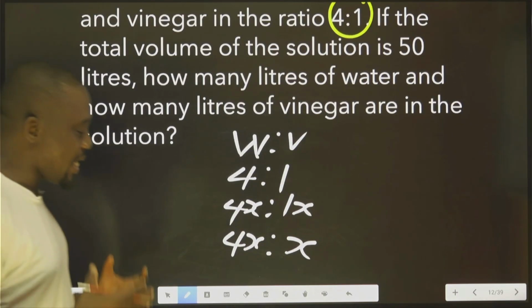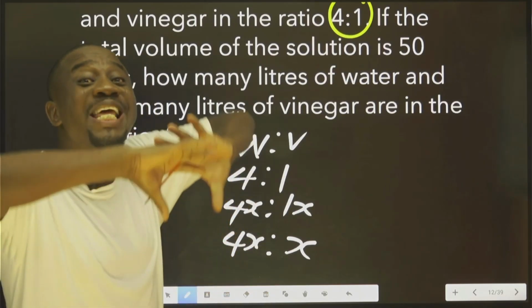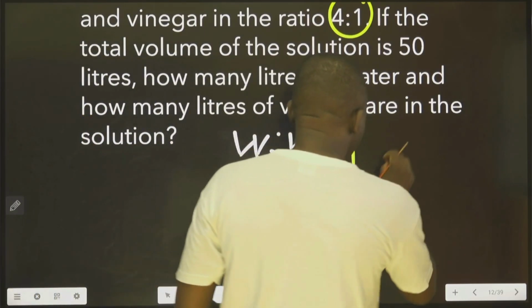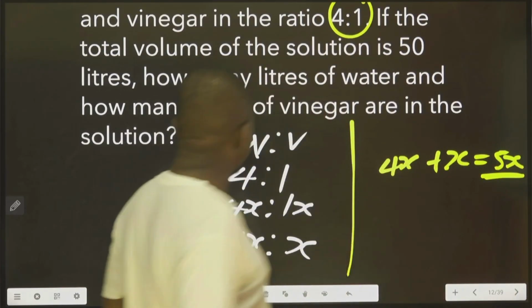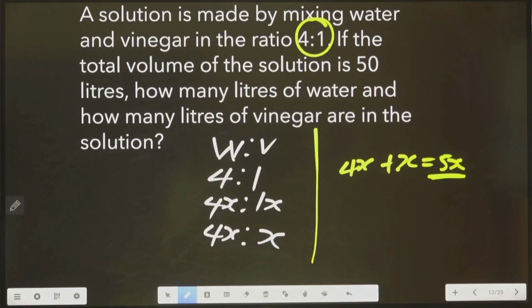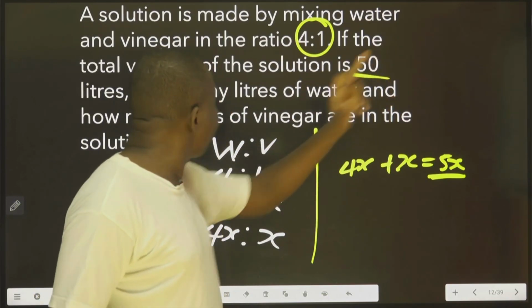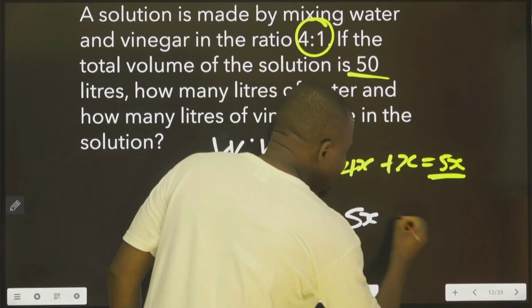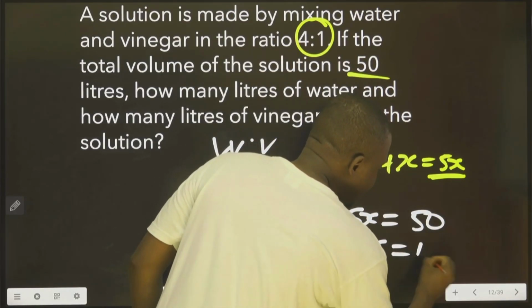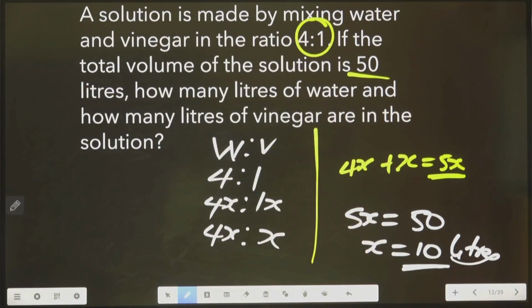So it means if we now agree that this was the original before the division, to actually get the total mixture is simply 4x plus x, which is 5x. We still don't know what x is. It's what is the total, okay? So he said that if the total volume of solution is 50 liters, the total 50 liters, it means this 5x equals 50. x therefore is 10 liters. Okay? 10 liters. So the question says how many liters of water and how many liters of vinegar?